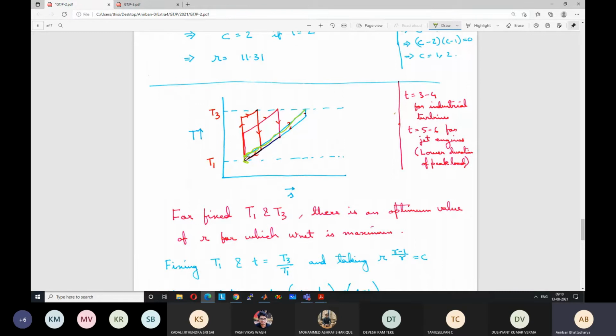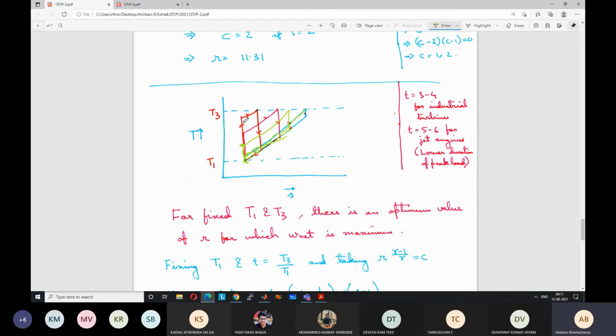Then if we keep on increasing the pressure ratio, what happens? You keep on increasing T2 by T1. So maybe we will reach a point like this, and then the cycle will go from this point to this point somewhere around here. It will come down like this, and close like this. So you can see that the area within the cycle is increasing, keeping T1 and T3 fixed, but increasing R. So at some point, the area will become largest within the cycle. It means that at that R, the work output is maximum.